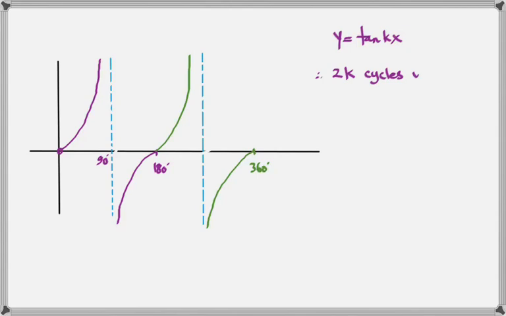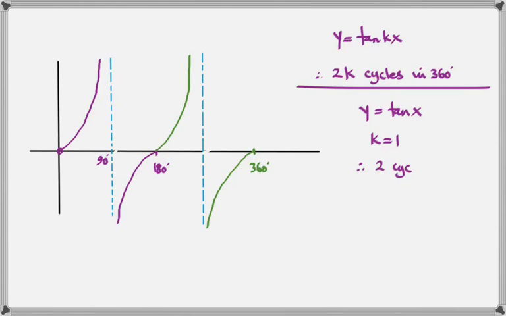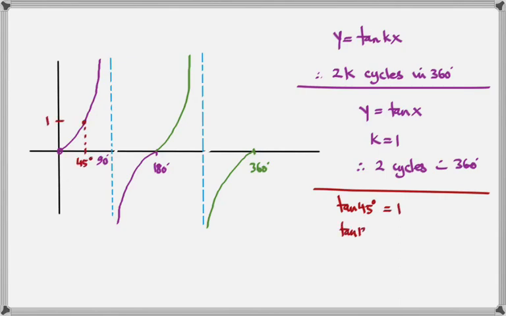And also this rule has to change. Y is equals to tangent kx. That means 2k cycles in 360 degrees. Y is equals to tangent x. What's the coefficient of x? 1. Therefore 2 times 1 is 2. 2 cycles in 360. Also we should remember that tangent of 45 is 1. Tangent of 135 is minus 1. These are two nice reference points that should be plugged in the graph.